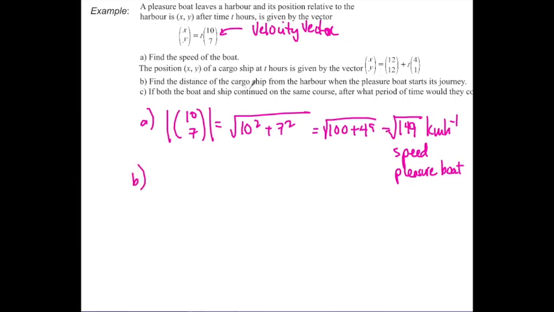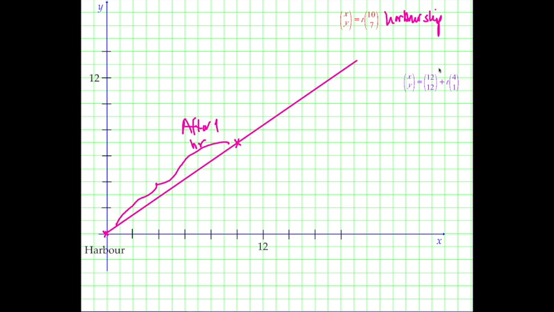So now let's look at the cargo ship, and here we have this. Find the distance of the cargo ship from the harbor. Okay, so let me correct this. This was the pleasure boat. So now we're looking at the cargo ship and its movement.